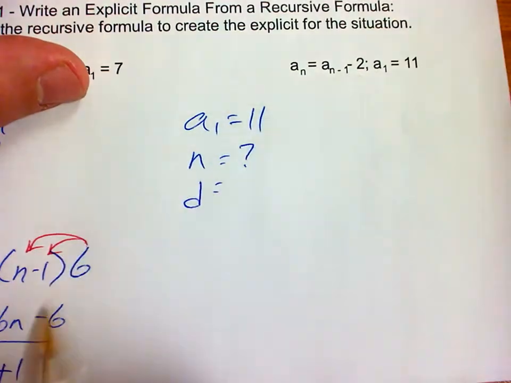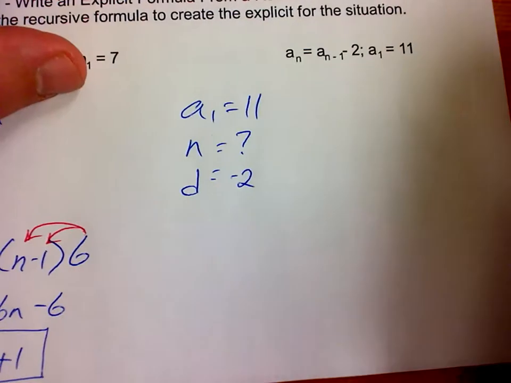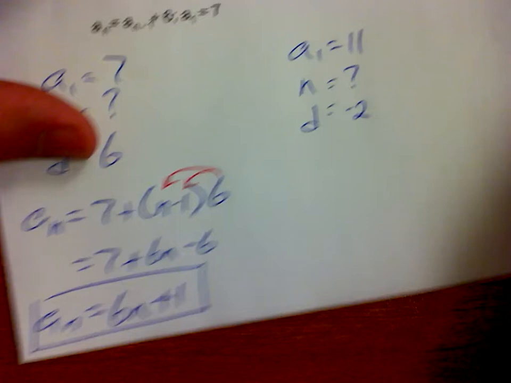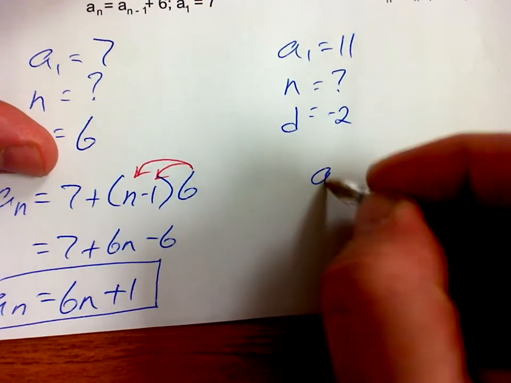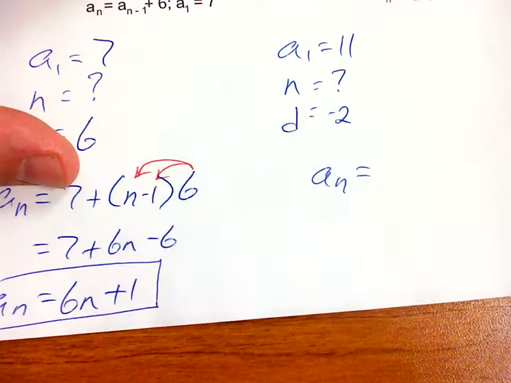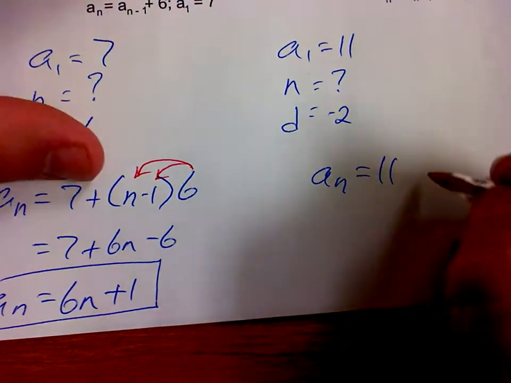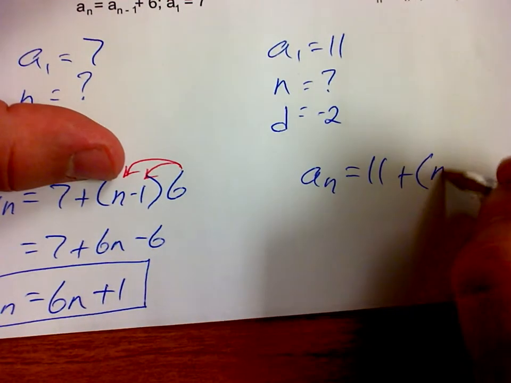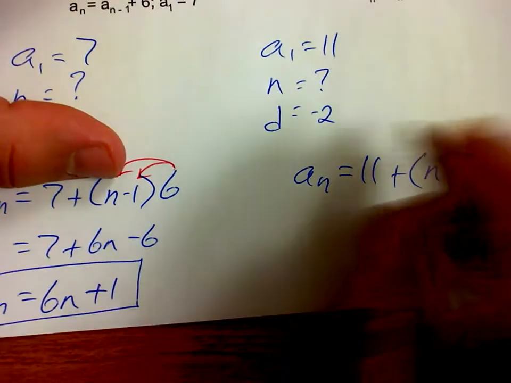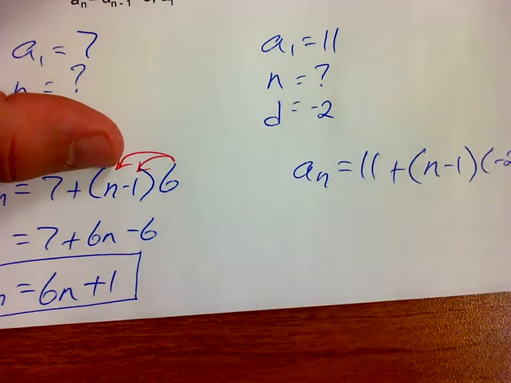D is the common difference. We are subtracting 2 each time. Plug them into our formula like we did over here. So a sub n is equal to the first term in the sequence, 11, plus, in parentheses, n minus 1, times the common difference, negative 2.